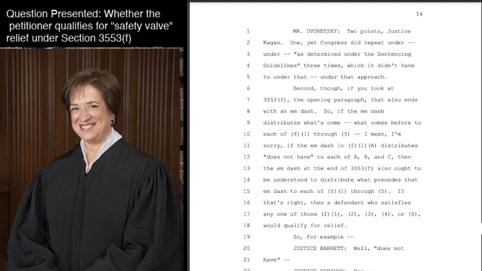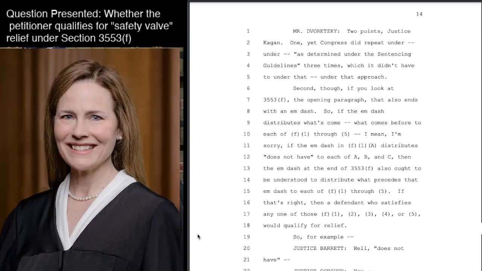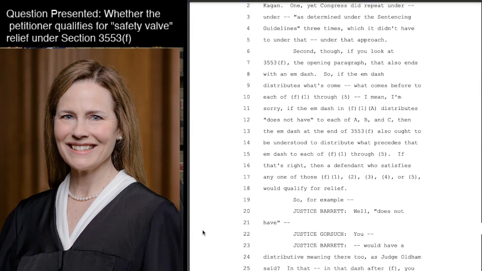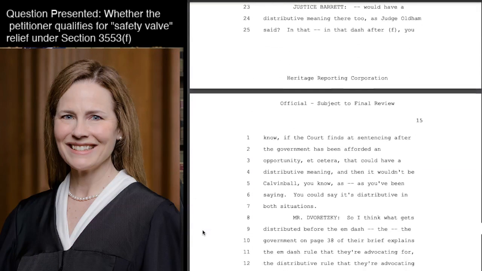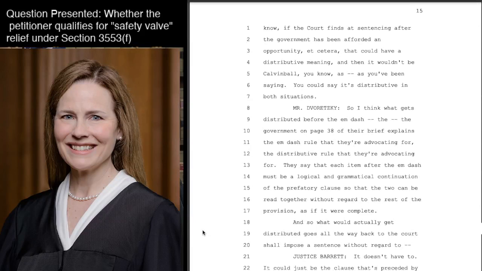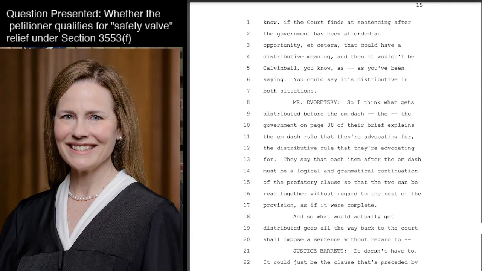If that's right, then a defendant who satisfies any one of those, (f)(1), 2, 3, 4, or 5, would qualify for relief. So, for example, couldn't it have the distributive meaning there, too, as Judge Oldham said? In that dash after (f), if the court finds its sentencing after the government has been afforded an opportunity, et cetera, that could have a distributive meaning, and then it wouldn't be Calvin Ball, as you've been saying. You could say it's distributive in both situations.